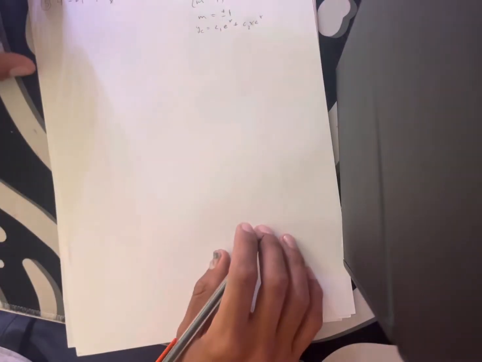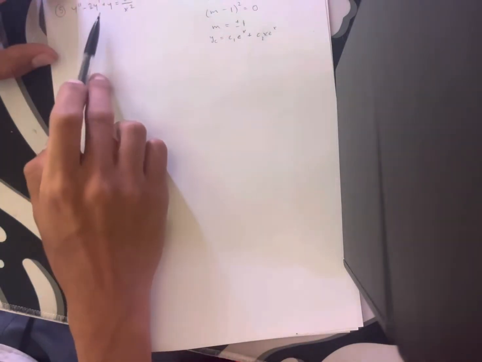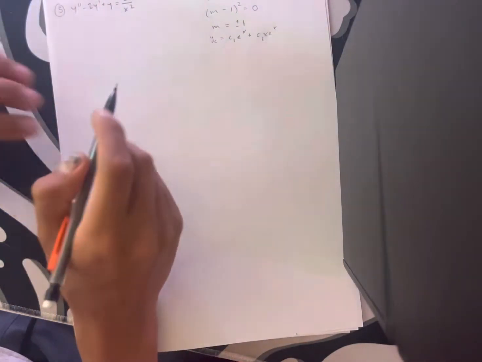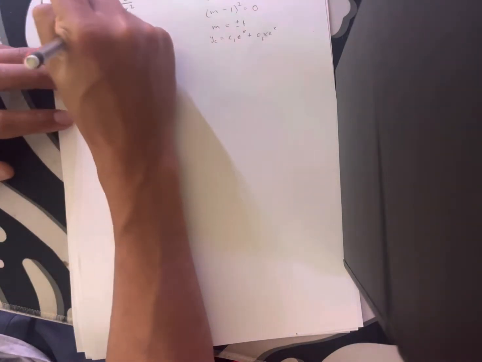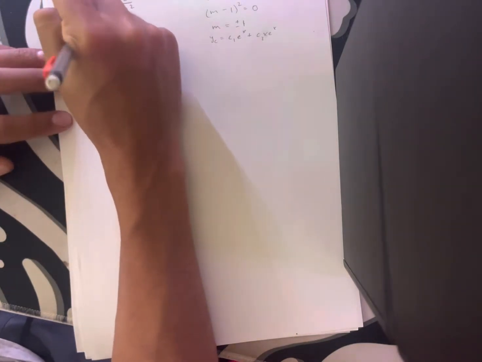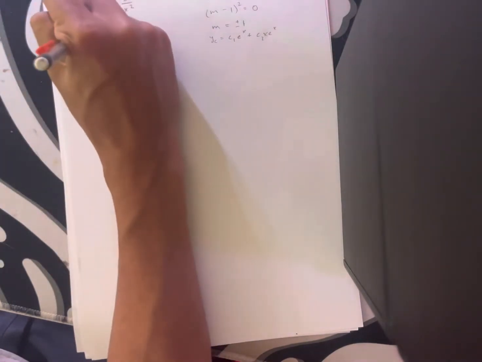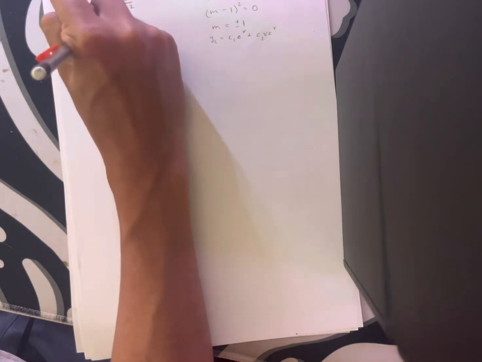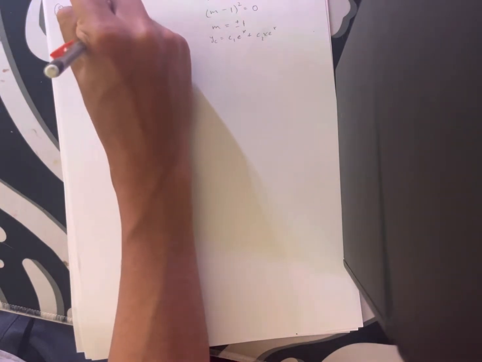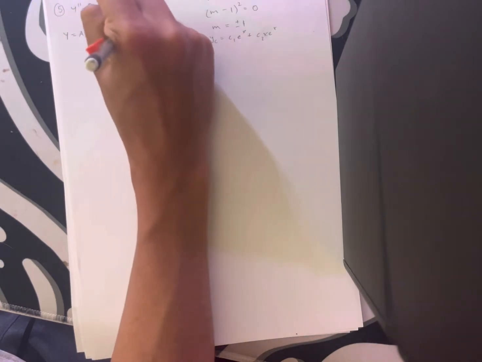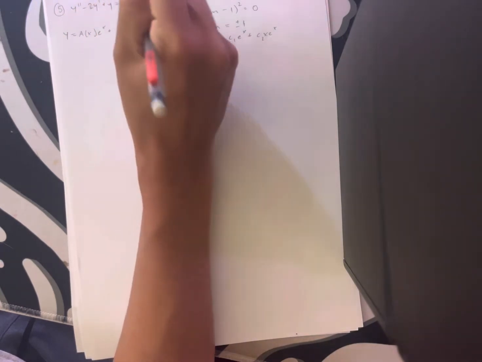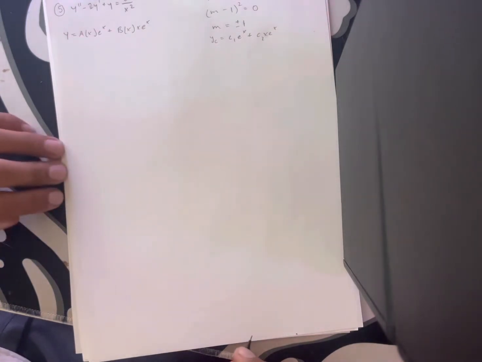Now, you want to first rewrite this as y equals. You want to write it in the general solution, which is going to be y equals a(x) e^x plus b(x) x e^x. Now that we have the general solution, you want to take the first derivative, as well as the second derivative after that.